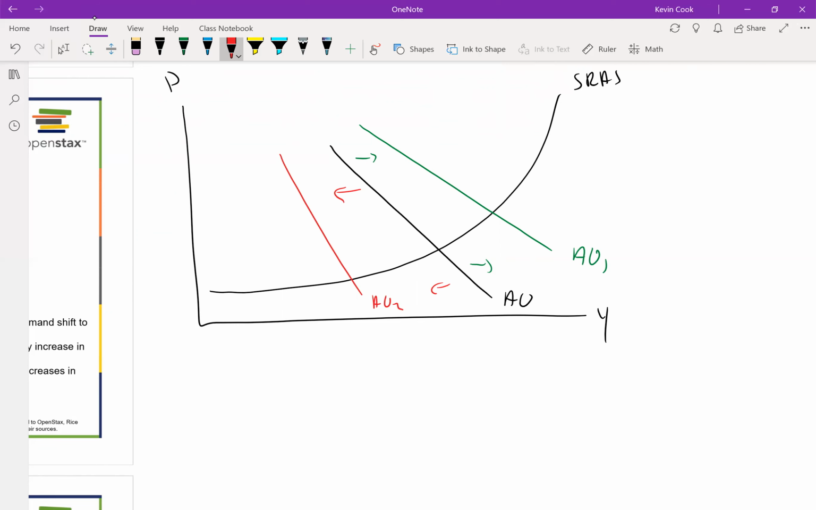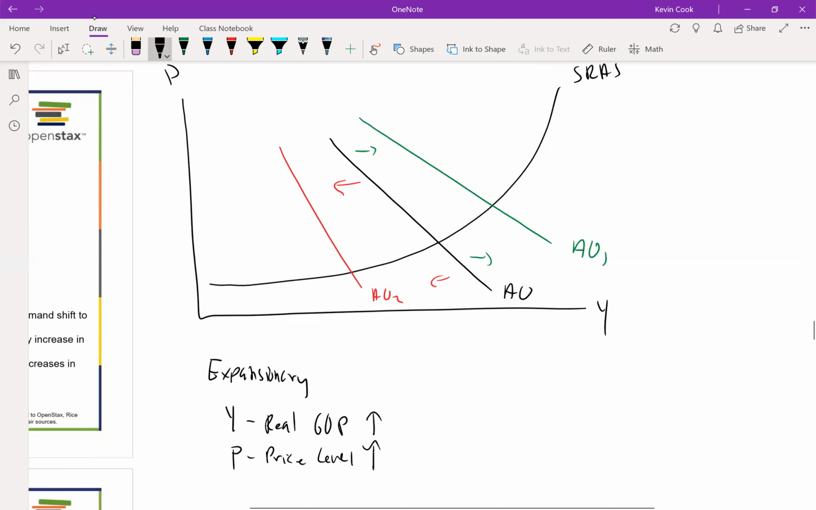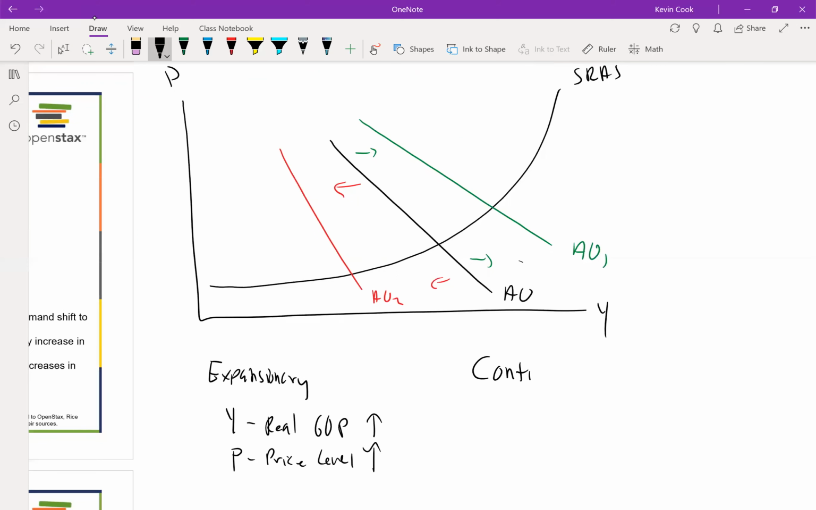And just like with monetary, with expansionary, we'll anticipate we'll raise our real GDP and it will raise our price level. In contractionary, we'll do just the opposite.